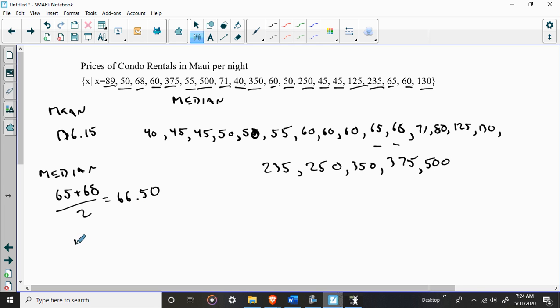Okay, your mode, what showed up the most times? 60, 3 times. Okay. Your range, again, what was your biggest number? 500. What was your smallest number? 40. So your range is going to be 460. So it's a painstaking process, right? A huge pain if you have to do this with a lot of numbers.